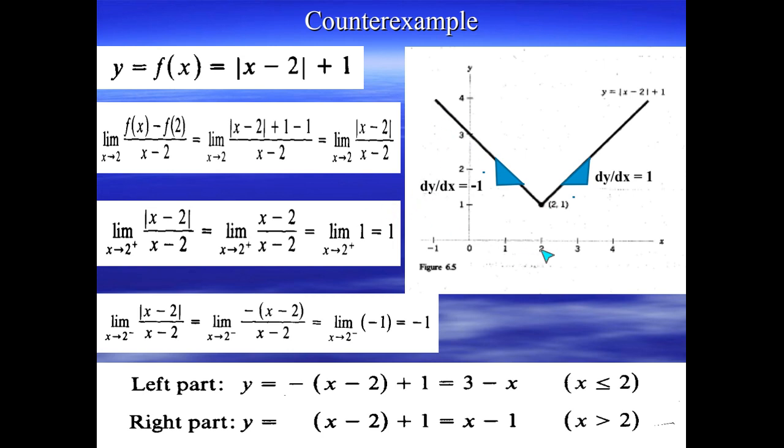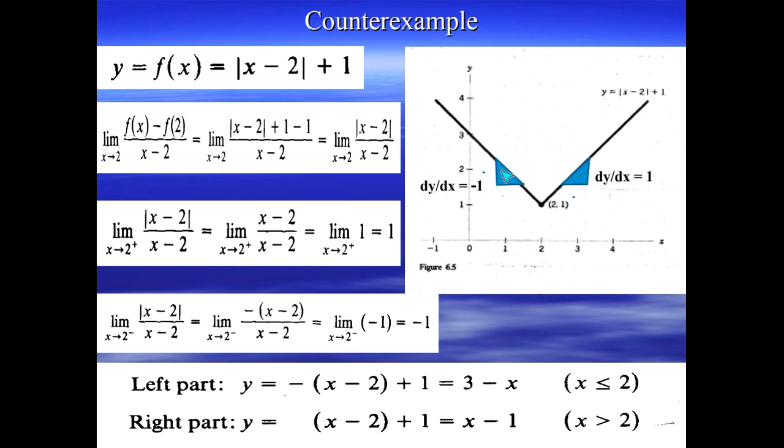From minus infinity to 2, it's a decreasing function. From 2 to plus infinity, it's an increasing function. From 2 to infinity, its slope is plus 1, its derivative is plus 1. From minus infinity to 2, its slope is minus 1, its derivative is minus 1. So let's see that it is so.